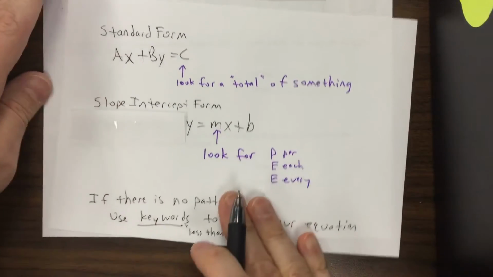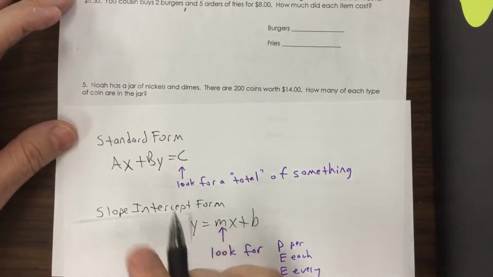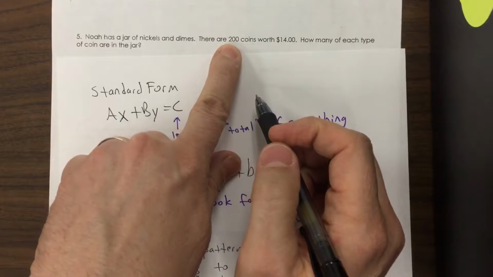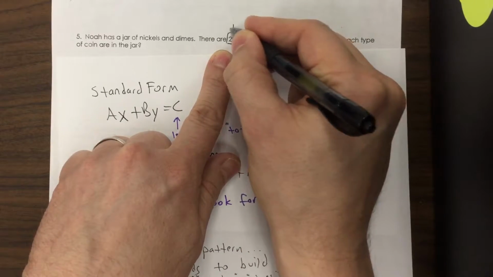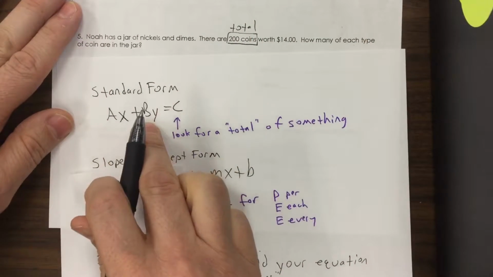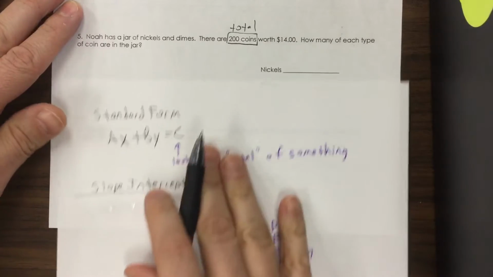So in this problem, number 5, if you look carefully, I'm going to read it again. Noah has a jar of nickels and dimes. There are 200 coins. That's a total of coins right there. So we're already looking at a standard form equation, and the C number in the standard form equation is going to be 200.